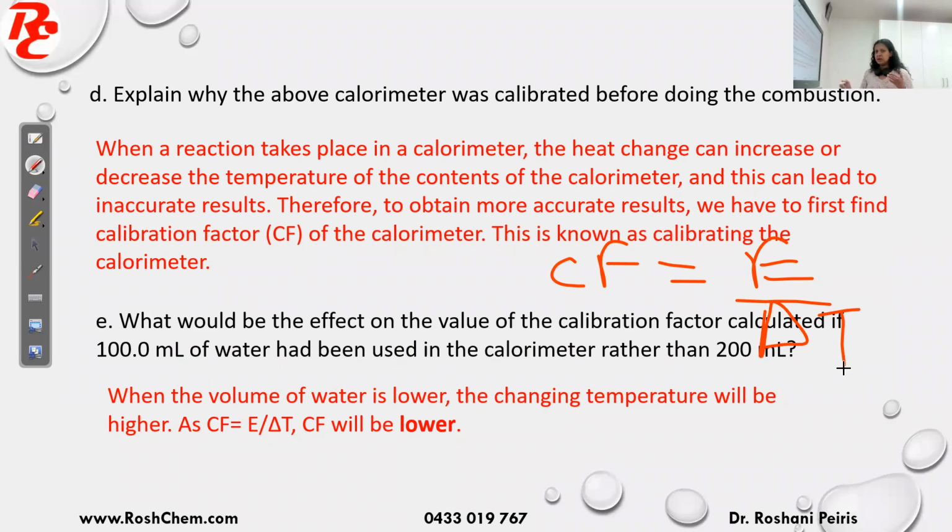If I use 100 ml of water, which means less water, what will happen to the delta T? The delta T will be higher. That value will increase. So if the delta T is higher, what will happen to CF? It will go down because you divide by a bigger value. So the CF value will decrease. So that's why the CF will be lower.